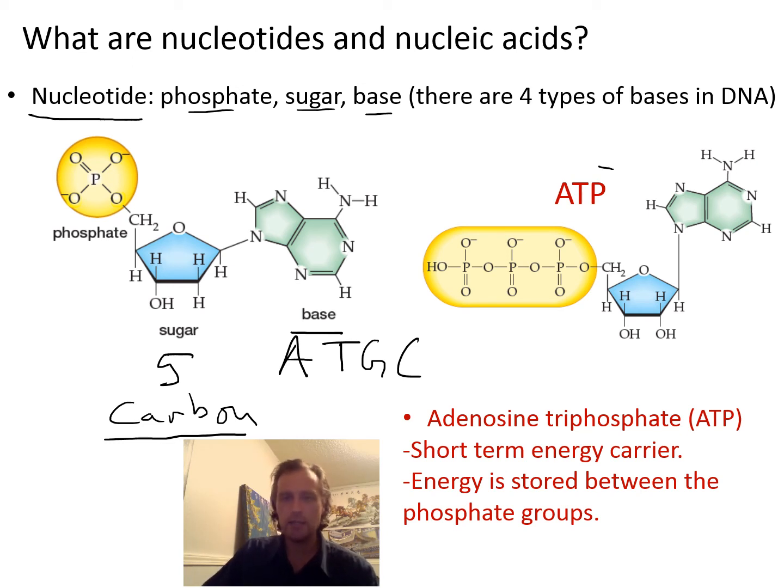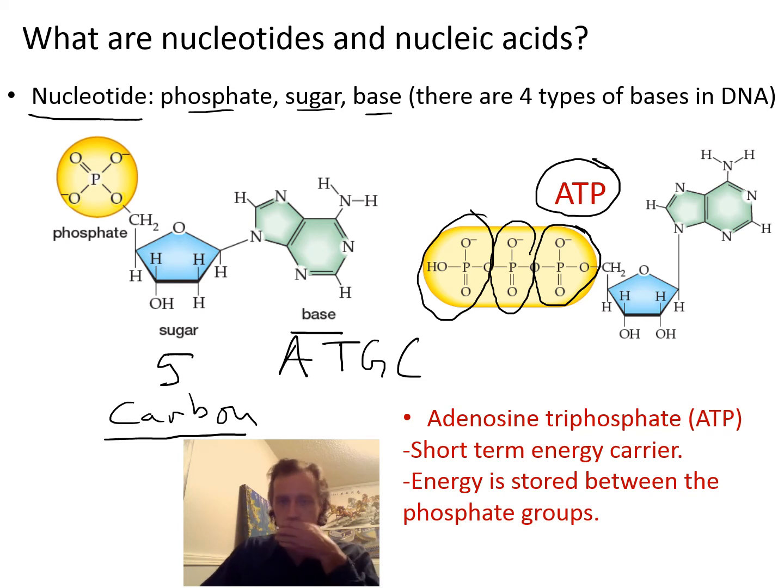Over here, this is ATP, adenosine triphosphate, short-term energy storage, and the energy is stored in between these phosphate groups. Why is this a good way to store energy? Well, imagine putting 3 people who utterly hate each other together. They are going to expend a great deal of energy to try to get away from each other. Well, phosphate groups all have a negative charge, and negative charges repel each other. So when just this last bond right here is broken, it releases a tremendous amount of energy that the cell can use to get work done, basically.